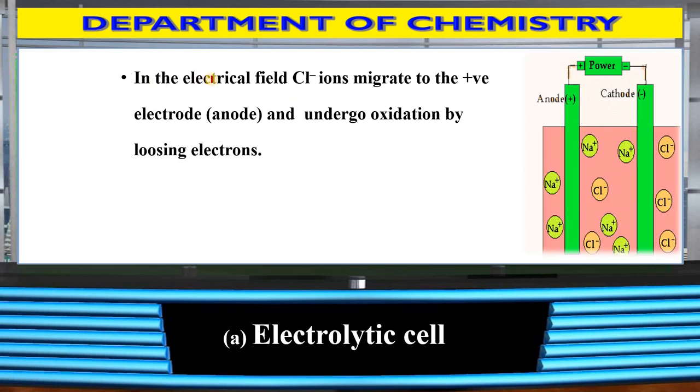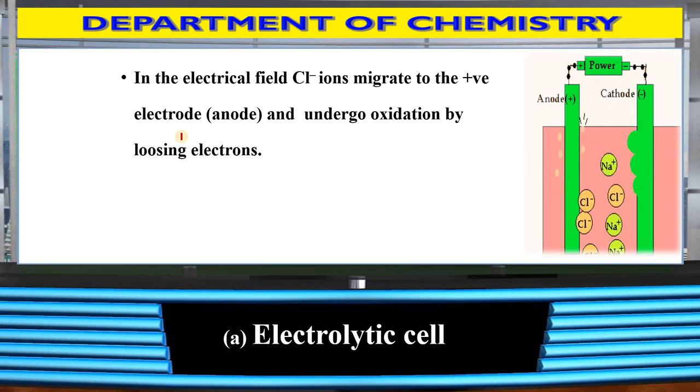Okay, see here, in the electrical field, Cl minus ions migrate to the positive electrode. When we supply the electricity, the Cl minus ion in the electrolytic solution migrates towards the positive electrode. Here the positive electrode is the anode electrode. Okay, anode is a positive electrode. So the Cl minus ion migrates towards the anode electrode, which undergoes oxidation by losing electrons.